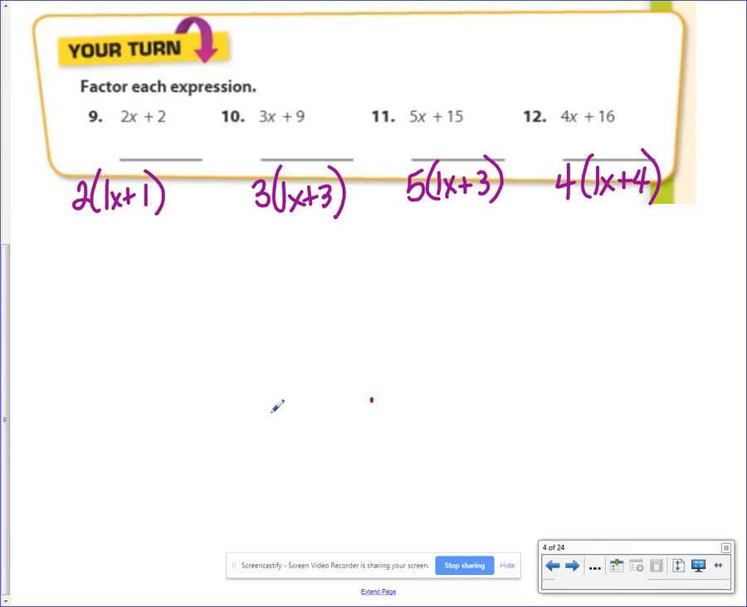All right. Factoring, distributing, adding and subtracting, you're doing all kinds of fabulous things with algebraic expressions.